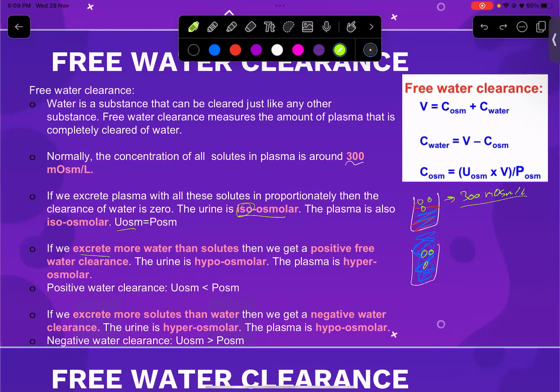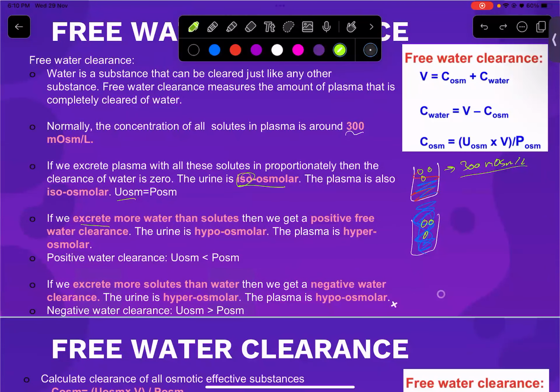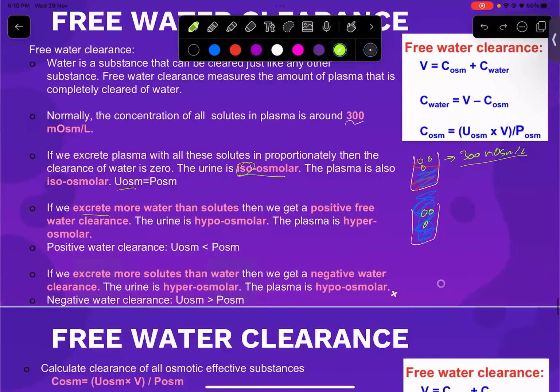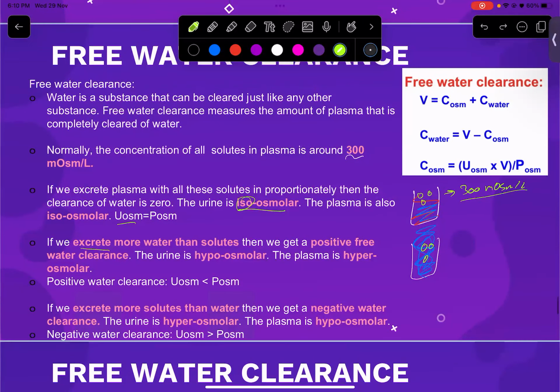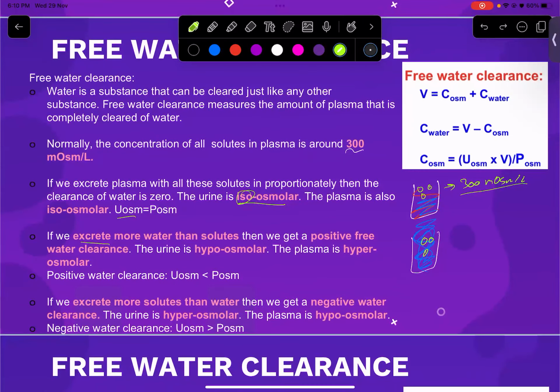While the plasma is hypoosmolar because we left behind the water, the solids that are in the plasma are being diluted by the amount of water there, and therefore we say in negative water clearance, the urine osmolarity is higher than the plasma osmolarity. I know this is a kind of challenging concept, but do you guys get it? Is everyone good with that concept?